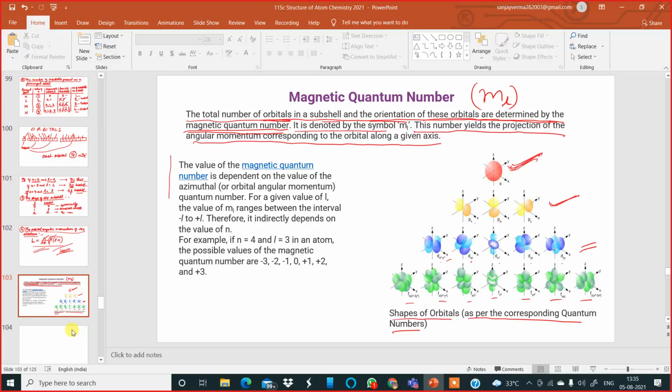Now, the value of the magnetic quantum number is dependent on whom? On the value of the azimuthal or orbital angular momentum quantum number. For a given value of l, the value of m ranges over an interval from minus l to plus l. The value of the magnetic quantum number depends upon values between minus l to plus l.